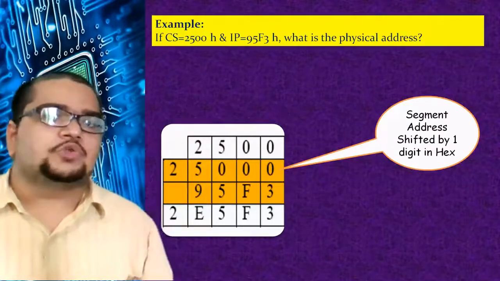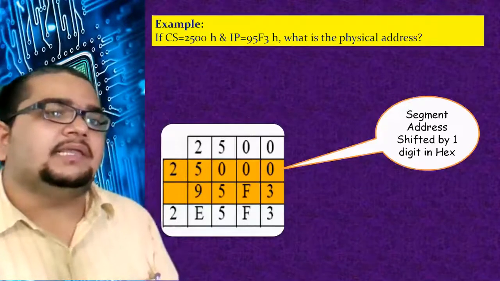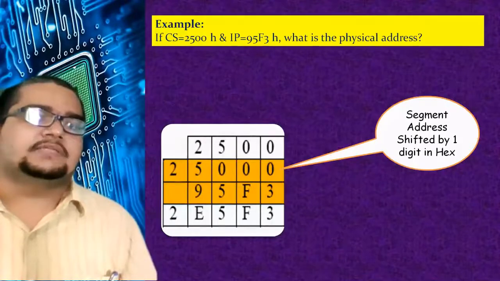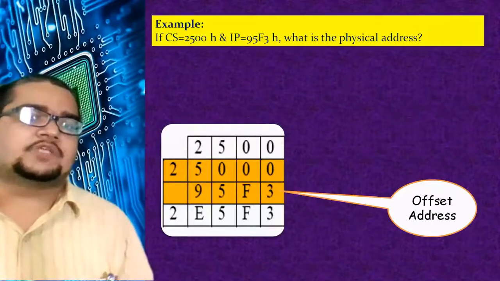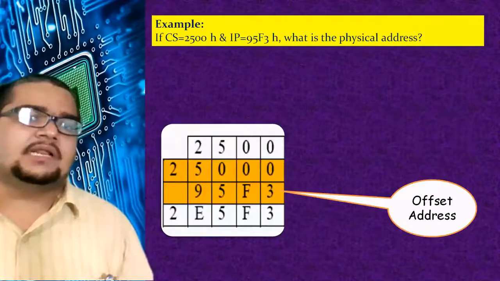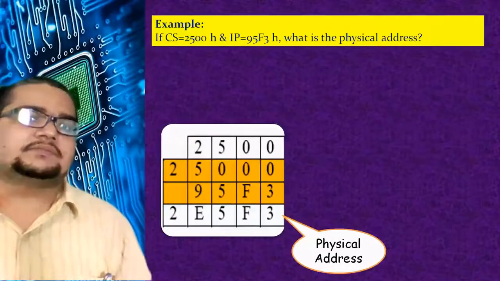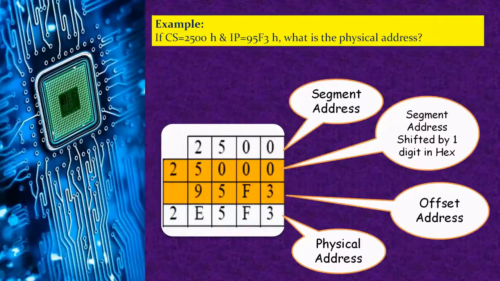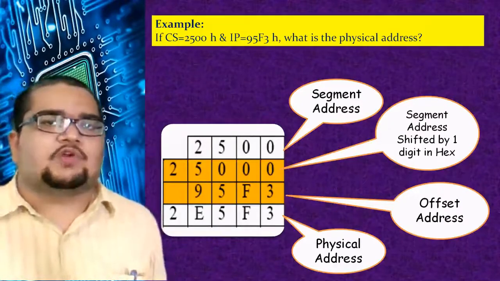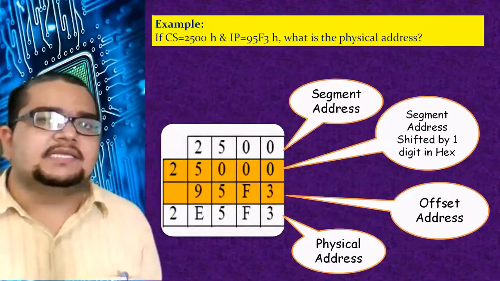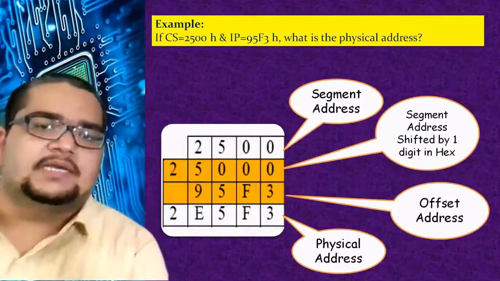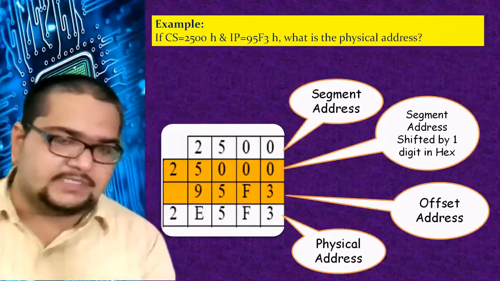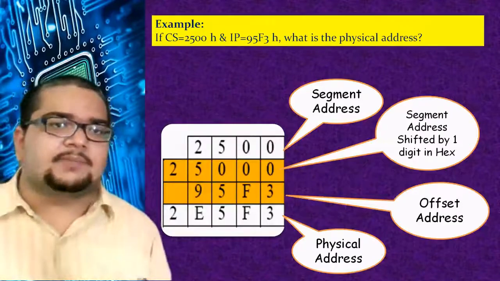Okay. So take a look at this example completely. I'll give you one minute to have a look at this example, then we can see one more example. This is an offset address which is there in the IP register, and this is my physical address. We can see these four things: the segment address which is there in CS, the offset address which is there in IP, in between these two there's just a shifted address here, and finally the physical address is at the bottom.